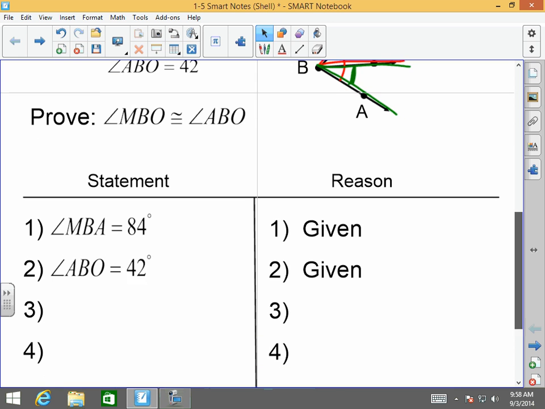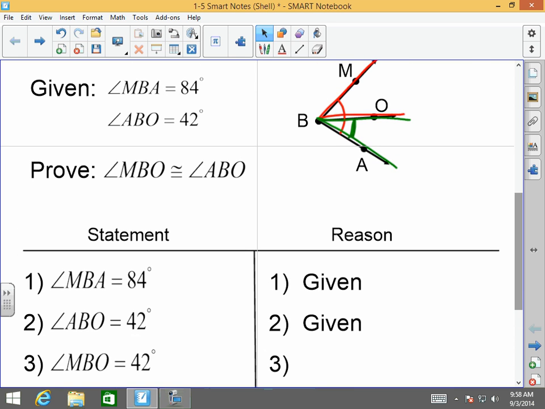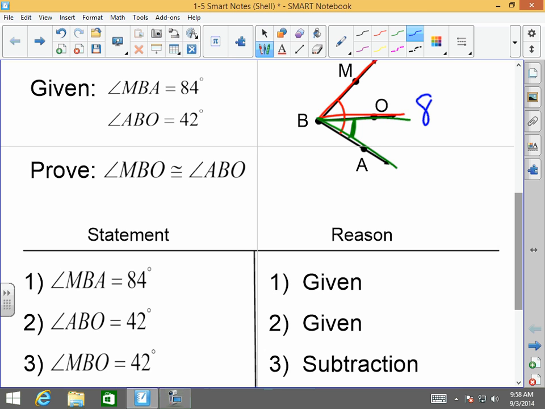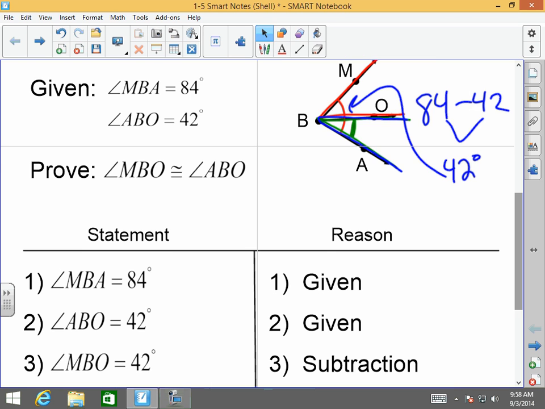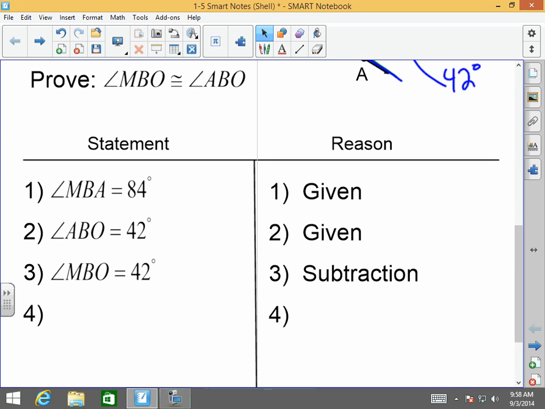I want to prove that MBO and ABO are congruent. Well, think about it. MBO has to be 42 degrees. Why? Because of subtraction. If the whole thing is 84 minus ABO, which is 42, I'm only left with 42 degrees, which is MBO. So if MBO is 42 degrees, and we know that angle ABO is 42 degrees, then MBO is congruent to ABO. Why?